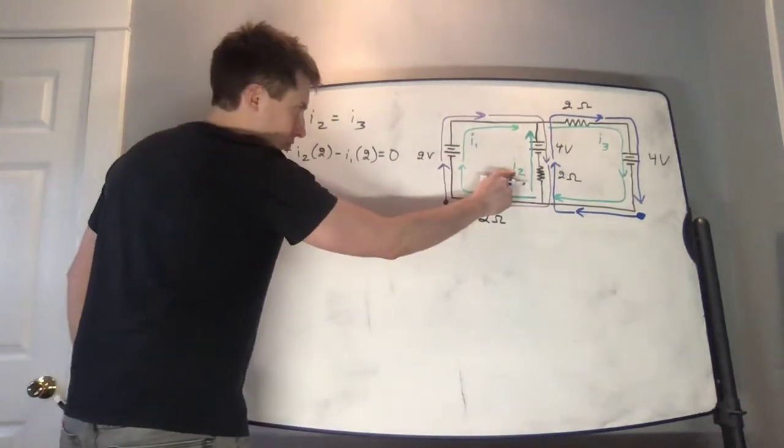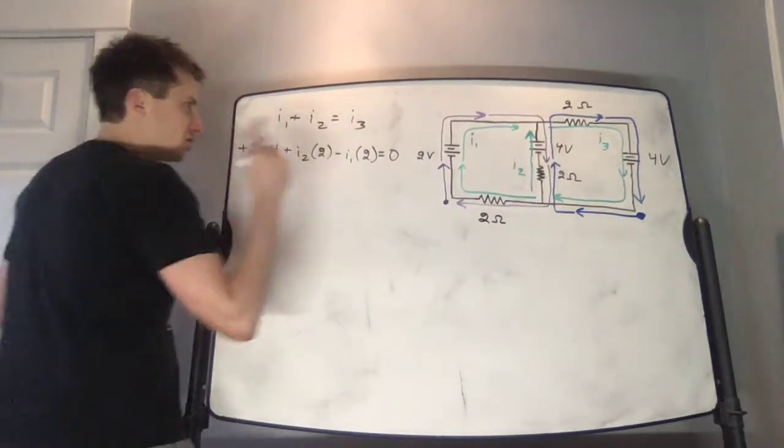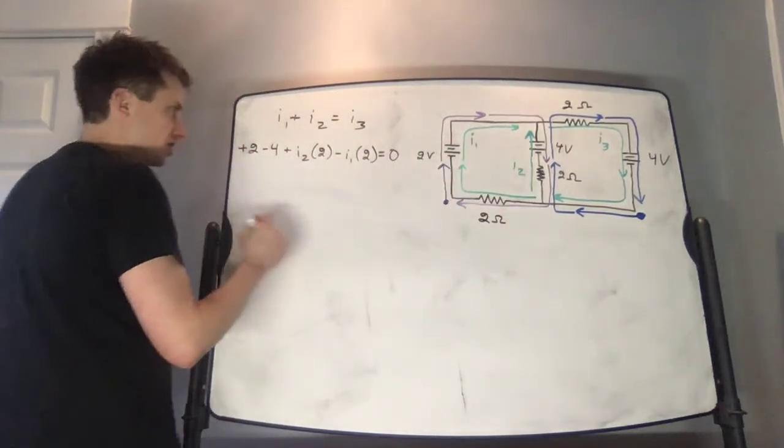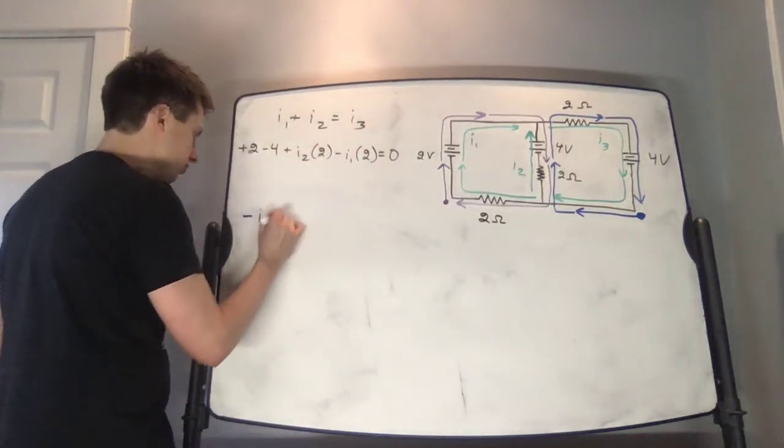The current flowing through the resistor is I2. The resistance of the resistor is 2 ohms. So the change in voltage as we cross this resistor in this path is going to be minus I2 times 2.